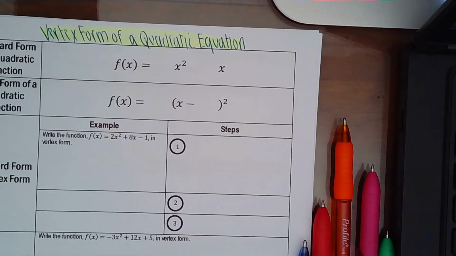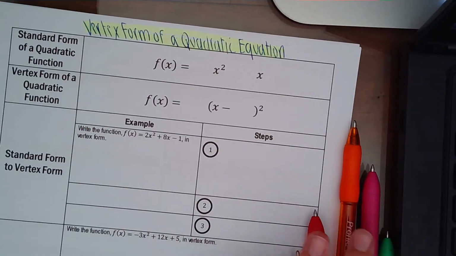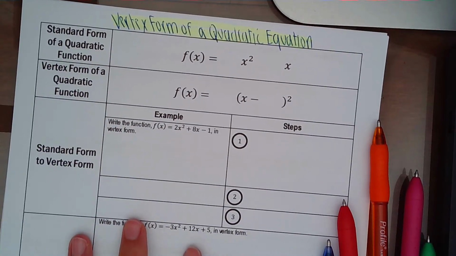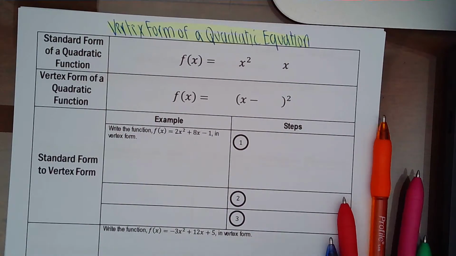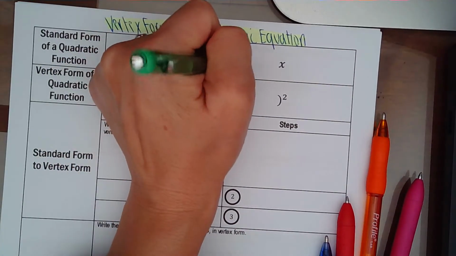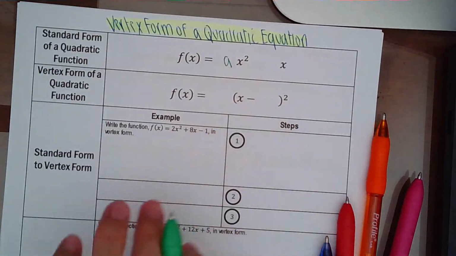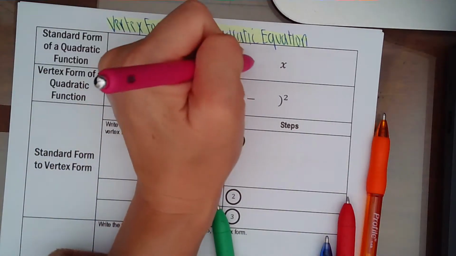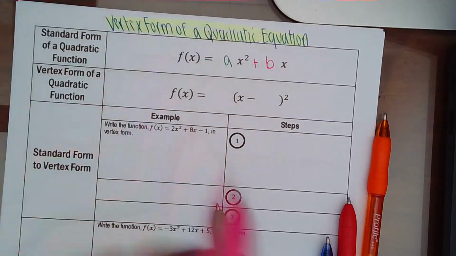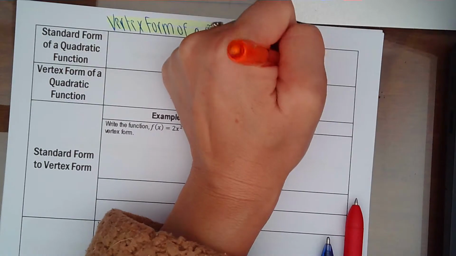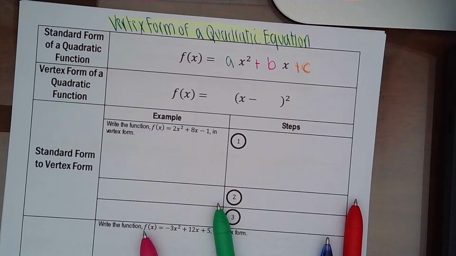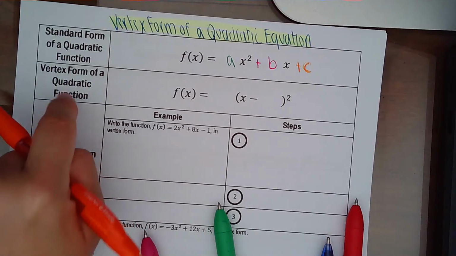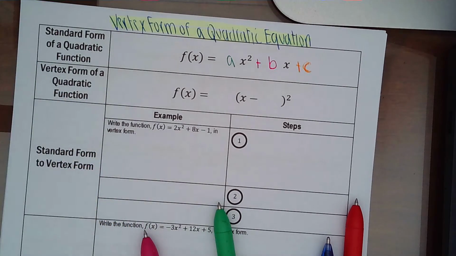Okay guys, we are going to start with vertex form of a quadratic. What we're first going to talk about is the standard form of a quadratic, which you guys are all familiar with: ax squared plus bx plus c. Now we're going to introduce the vertex form of a quadratic function.